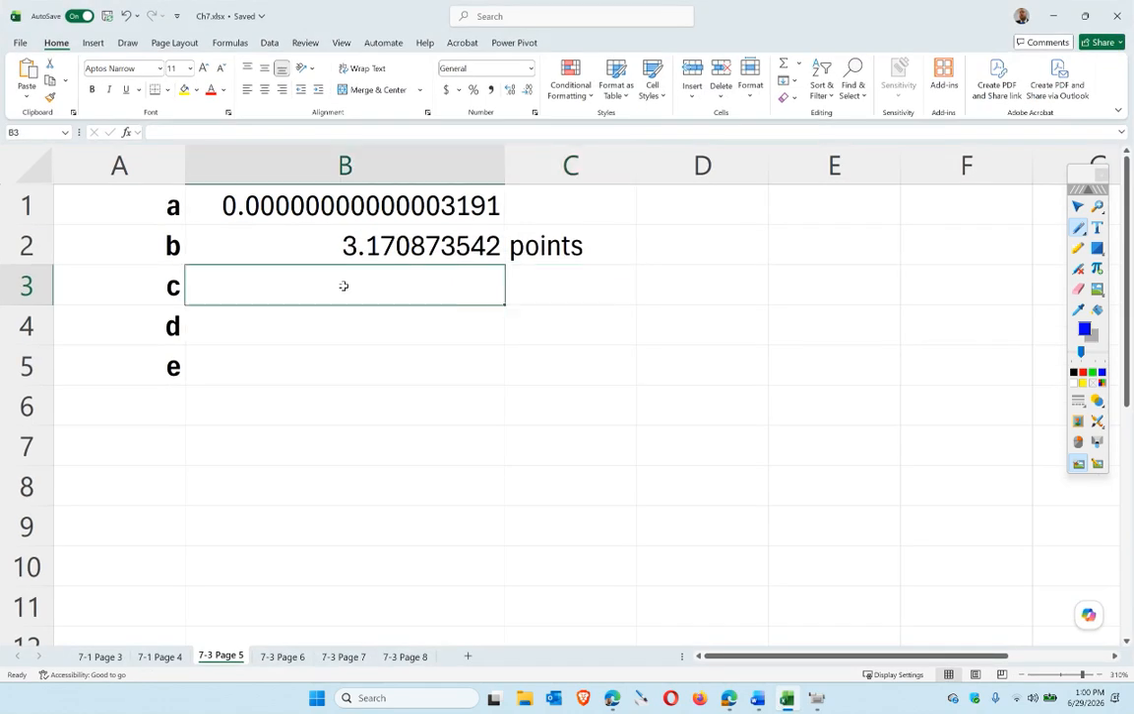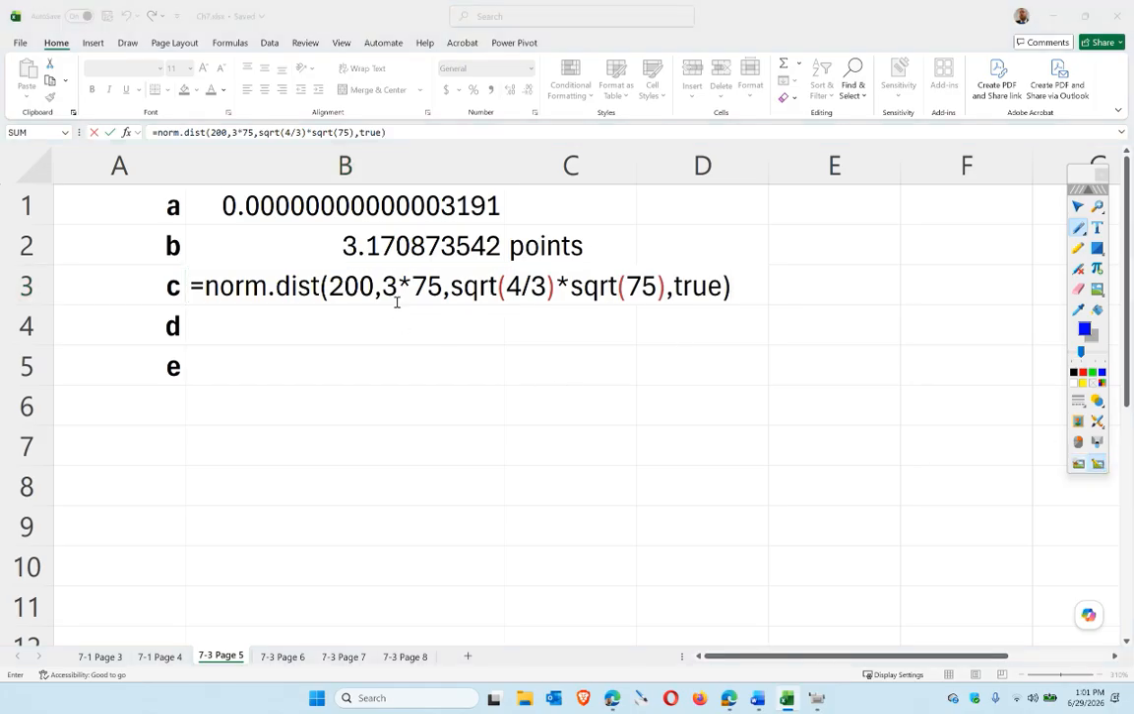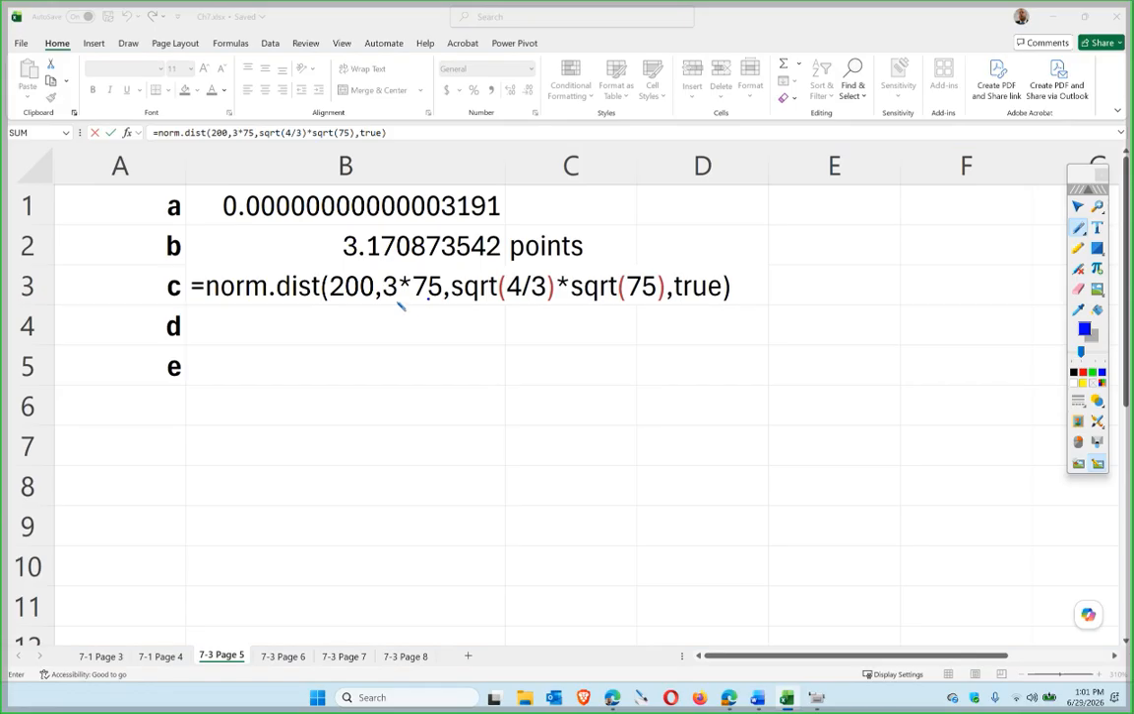So we go to my spreadsheet, that's normal.distribution, 200 or less is the sum, and then we have 3 times 75, and then the square root of 4 divided by 3 times the square root of 75, comma true. You're like, well, this makes sense, right? There's 75 of them. There's a 3 average, so that's 225. That's the mean of the sum. I want 200 or less.